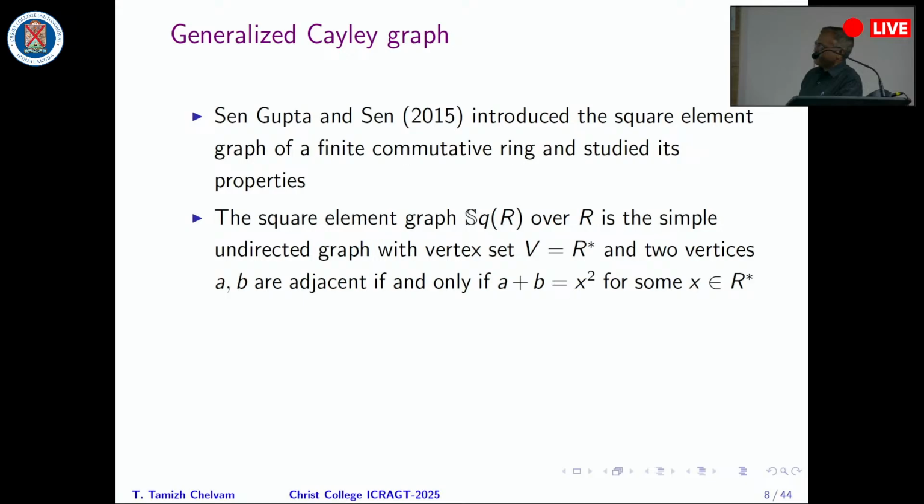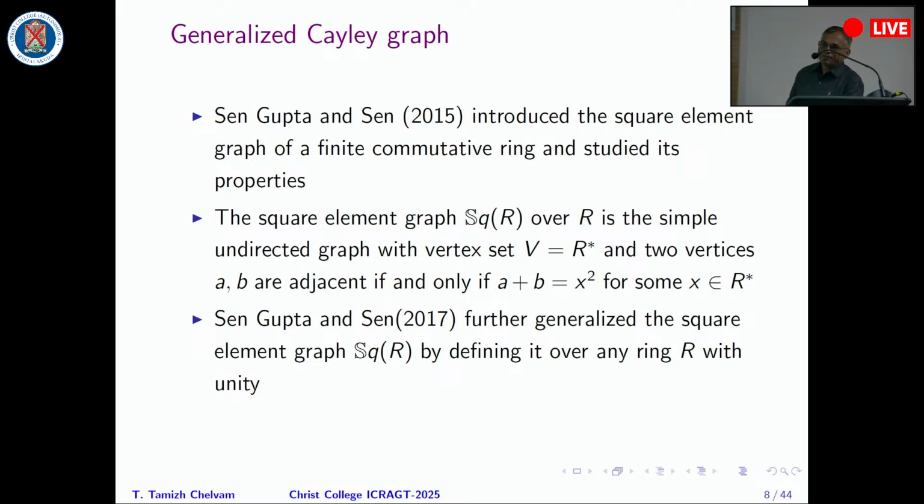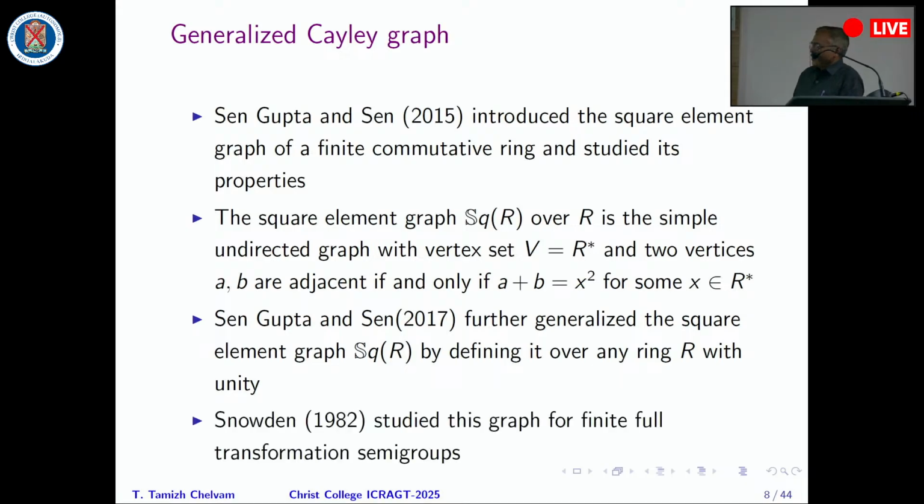Because of this property it is called the square element graph. Subsequently the same set of authors extended this definition to arbitrary rings. In the initial paper they considered a commutative ring with identity. In the later paper they consider R need not be commutative, with the same definition. And Snowden in 1982, much earlier than this, studied the same concept for the transformation semigroups. In fact, there are parallel constructions on groups, rings, and similarly on semigroups.